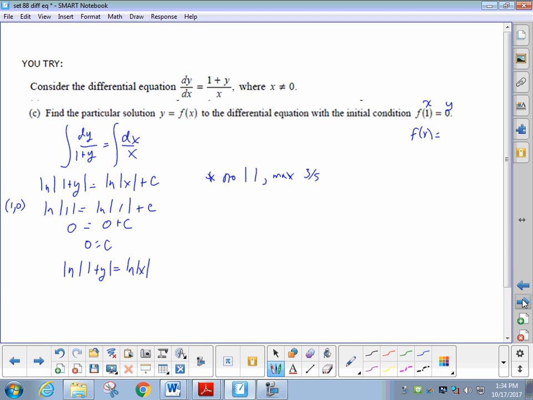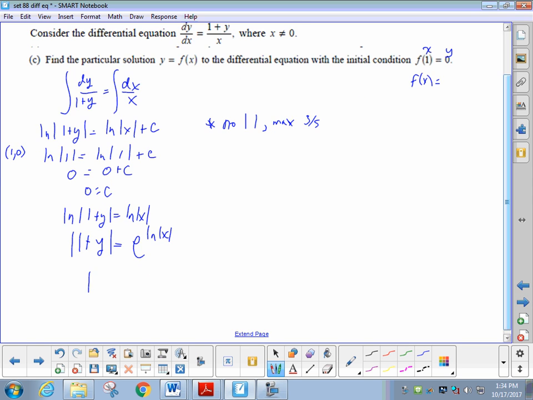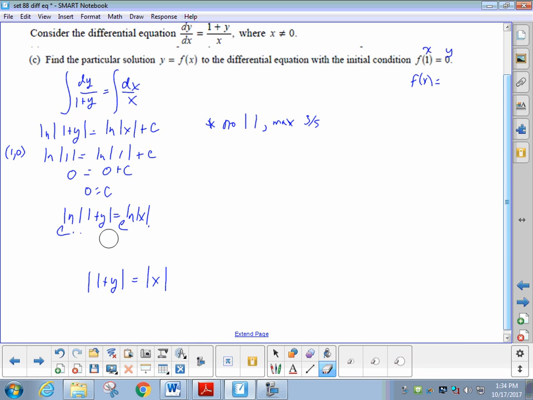Exponentiate. When I exponentiate, what goes away? Not the absolute value. Okay, so that then tells me, in both cases, 1 plus y equals the absolute value of x. That's pretty good.